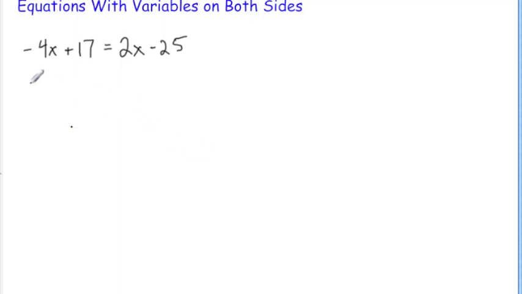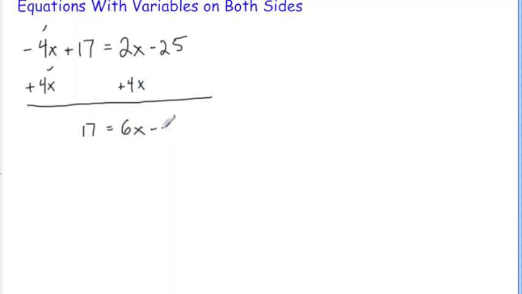And the first step that I would do is I would add 4x to this side, and whatever I do to one side of the equation, I also have to do to the other side of the equation. So if I add 4x over here, I got to add 4x over there. That keeps the equation equal, keeps the equation in balance. So I've got 17 equals 2x plus 4x is 6x minus 25.